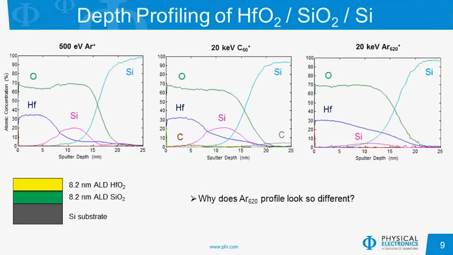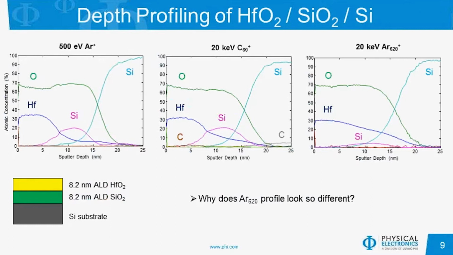In the next part, we are looking at a strictly inorganic system of hafnium oxide on SiO2 on silicon. And as you can see in the bottom left of the slide, each of these is about 80 angstroms thick. So we have a total stack of about 16 nanometers. And we have compared 3 operating conditions. One is a 500 eV monoatomic argon, and then a 20 kV C60, and a 20 kV argon 620.